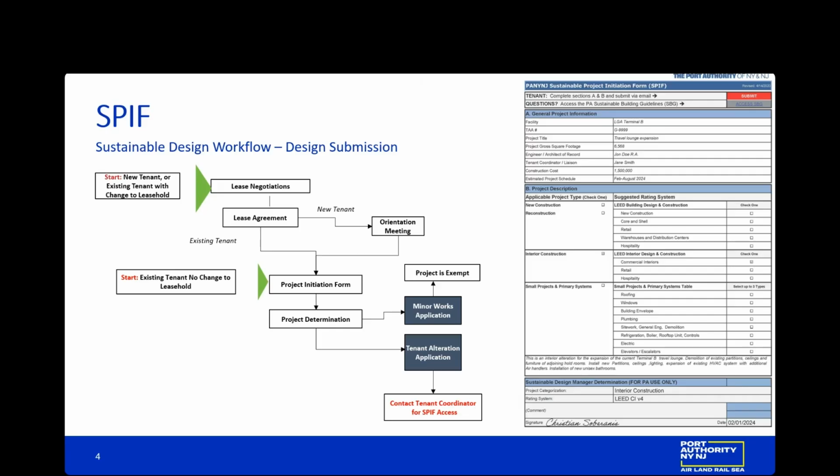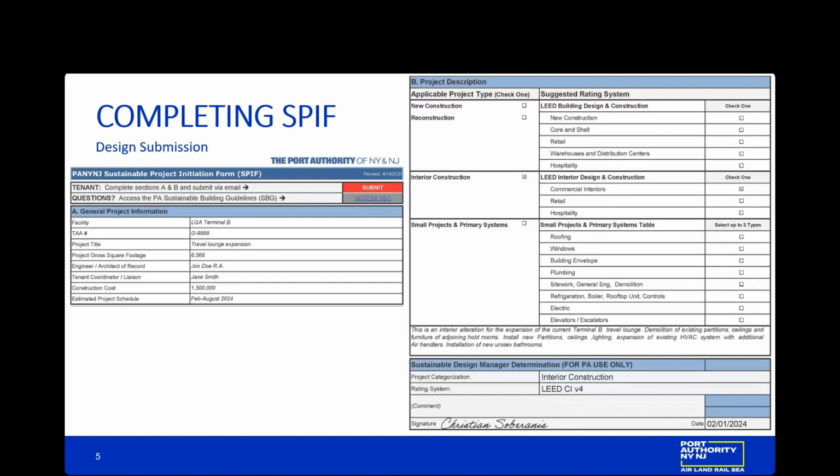The SPIF form here is on the right, but we'll move on to a more detailed view of the form. On the left, you'll see the first section of the form, where it is very important that a TAA number is included, as well as the project title, the facility, and the gross square footage. This is very important because the Sustainable Building Guidelines apply to projects above 1,000 square feet. It also asks for the engineer or architect of record information, who the tenant coordinator or liaison is, the construction cost, and the estimated project schedule.